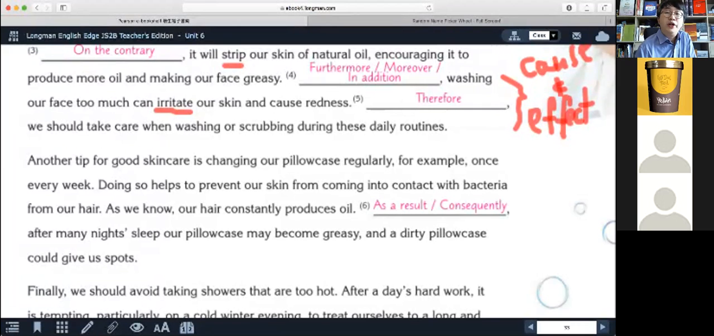So let me read this paragraph. There are some difficult words here. Another tip for good skincare is changing a pillowcase regularly. So pillowcase, something that you need every day when you go to sleep. For example, once every week. Doing so helps to prevent our skin from coming into contact with bacteria from our hair.